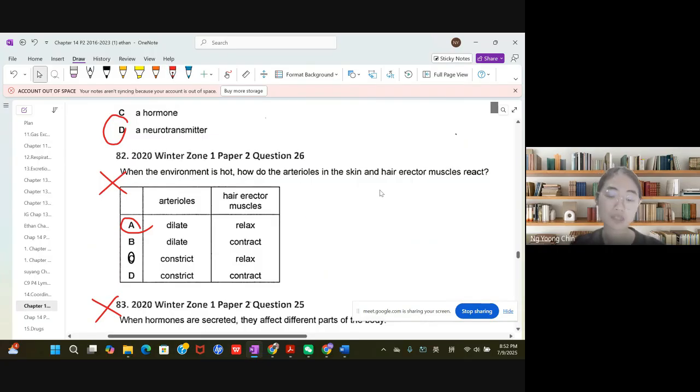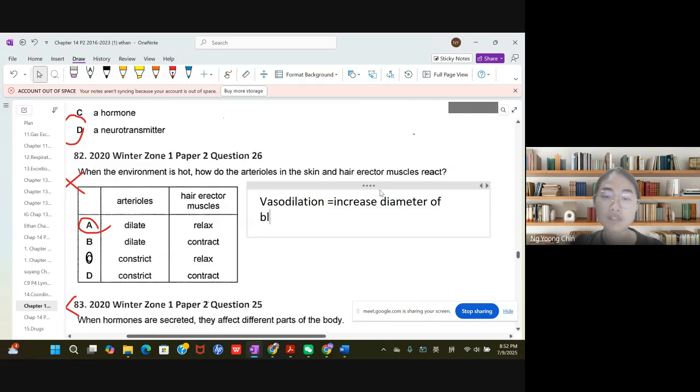You have two conditions, vasodilation and vasoconstriction. Vasodilation refers to the diameter of the blood vessel increasing. You are actually increasing the diameter of the blood vessel. So this requires vasodilation.